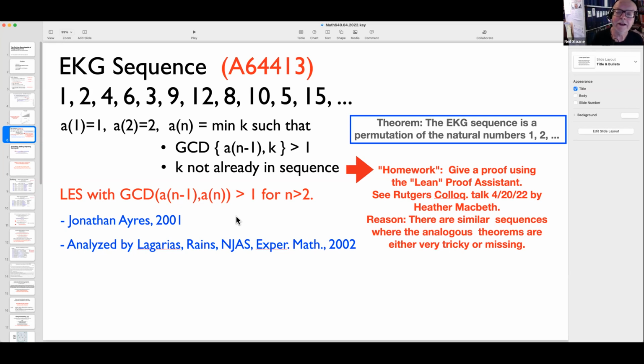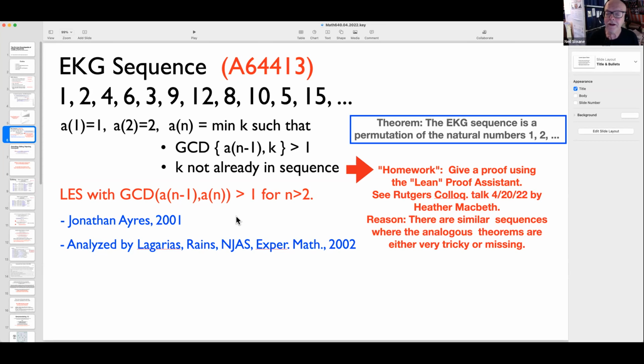And this one, we can prove it's a permutation. It's not that difficult. But there are several other LES, lexicographically earliest sequences, where we don't have a proof that they're a permutation of the natural numbers, that every number appears. These sequences all have the property that you can't have repetitions. And the hard part is to prove that every number appears. Prove that 193 must appear eventually. That's the hard part. And for the EKG sequence, you can do it. It would be nice if someone would write out a proof that this is a permutation using one of these proof assistants.